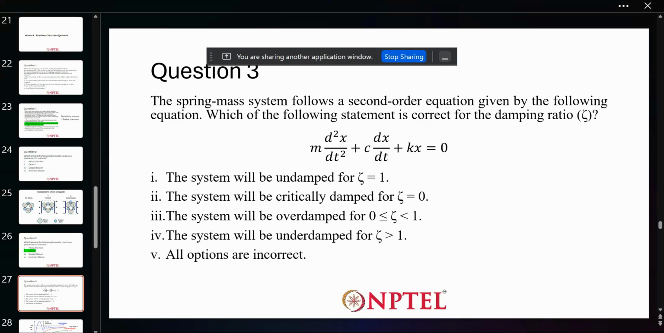So yeah, this is basically a very simple question. The entire equation has been given to actually confuse you. This is a very standard equation. What they're asking is: a spring mass system follows a second order equation. Which of the following statements is correct about the damping factor? The system will be underdamped at eta, that is the damping factor, eta equal to 1. The system will be critically damped at eta equal to 0. The system will be overdamped at eta between 0 and 1, and the system will be underdamped for eta greater than 1, or all options are incorrect.